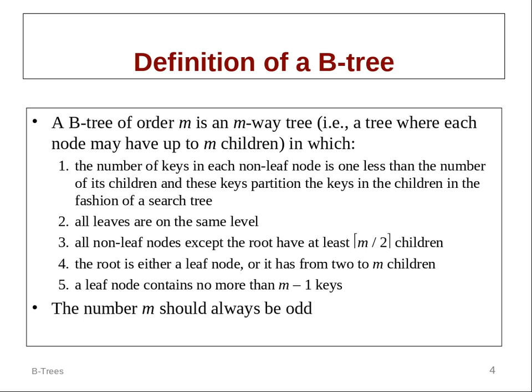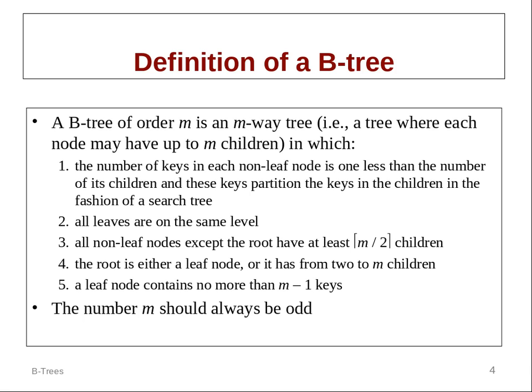4, the root is either a leaf node, or it has from 2 to M children. So the root can't just have one child. You can have no children or 2 or more. It may seem a little weird, but it'll make sense when we do some examples. And 5, a leaf node contains no more than M minus 1 keys.